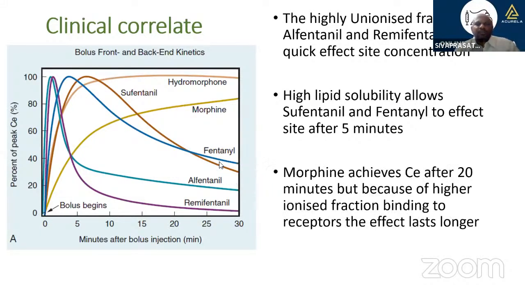Coming to morphine, morphine achieves the effect site concentration only after 20 minutes. So if you are giving morphine as part of an anesthetic, you have to wait a very long time. Because of the higher ionized fraction, it binds to the receptor very nicely and its effects last longer. See here, for morphine, the effects start to come only after 10 to 15 minutes, but the effects keep rising as time goes on.